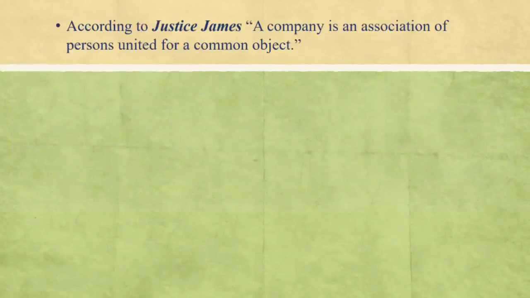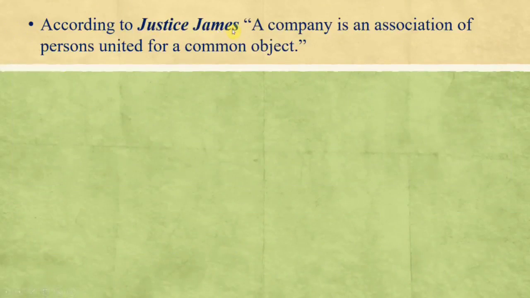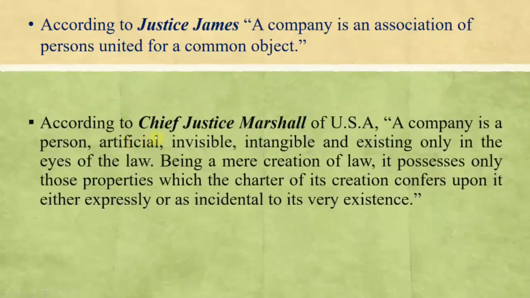Let us see one more definition. According to Justice James, a company is an association of persons united for a common object. So this is another definition which is given by Justice James. Now let us see one more definition. According to Chief Justice Marshall of USA, a company is a person, artificial, invisible, intangible, and existing only in the eyes of the law. Being a mere creation of law, it possesses only those properties which the charter of its creation confers upon it, either expressly or as incidental to its very existence.